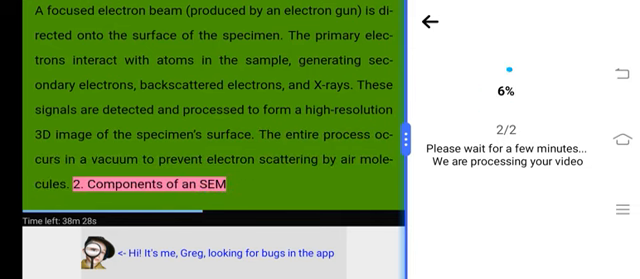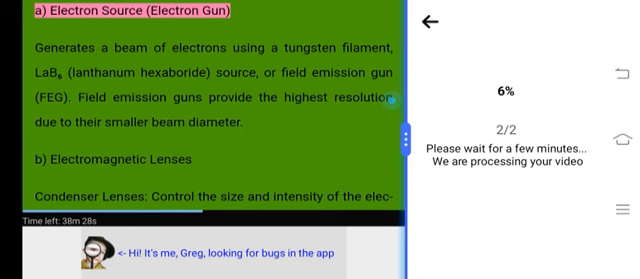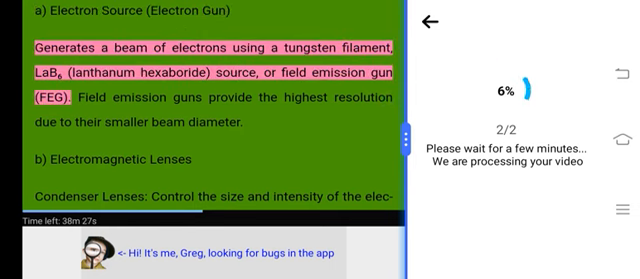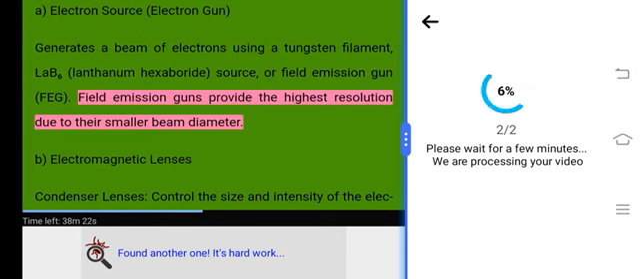2. Components of an SEM. A. Electron source, electron gun. Generates a beam of electrons using a tungsten filament, lanthanum hexaboride source, or field emission gun, FEG. Field emission guns provide the highest resolution due to their smaller beam diameter.